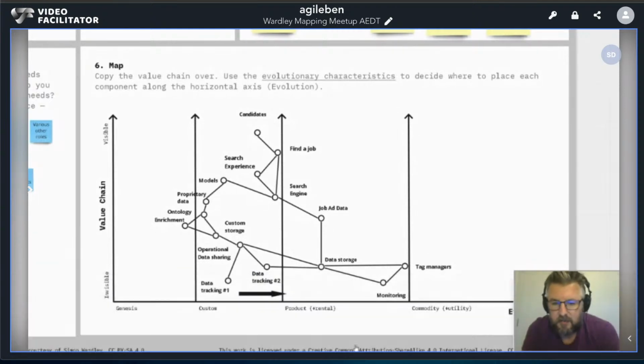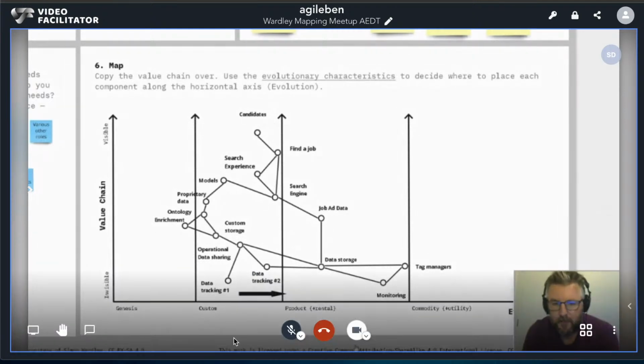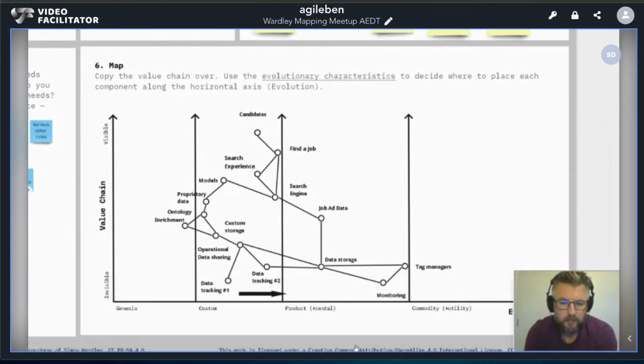Any questions around that so far? Yes, Daniel. Could you please clarify my understanding: this mapping is for the data model, right?